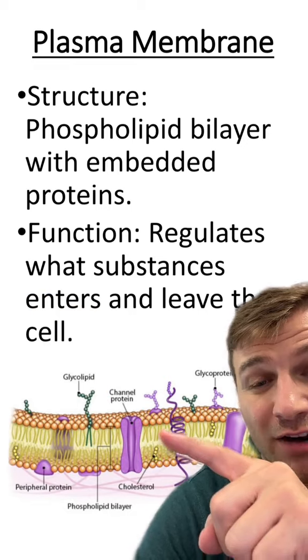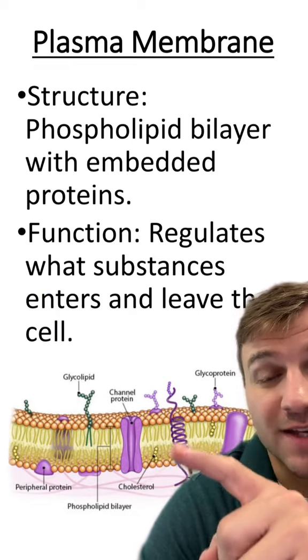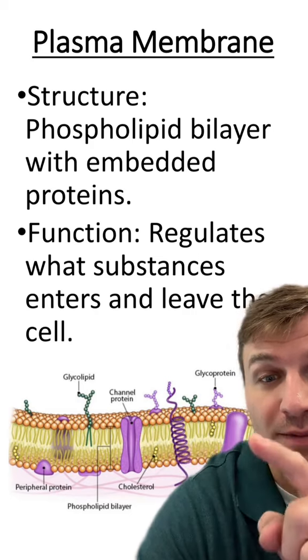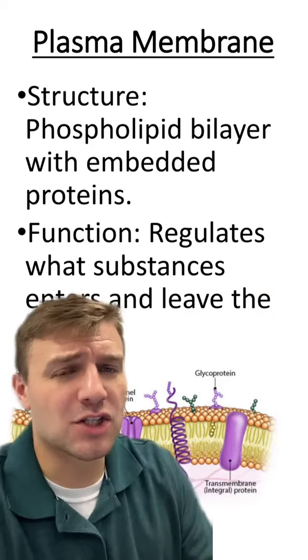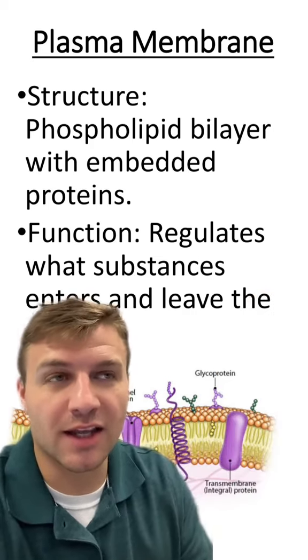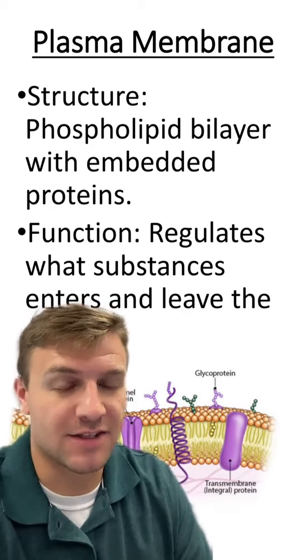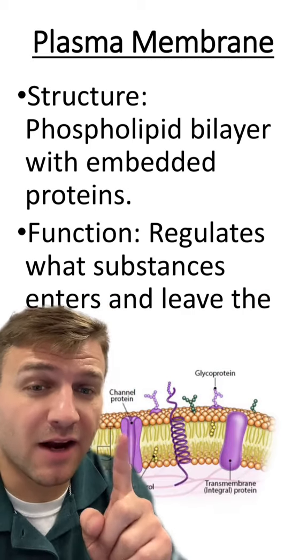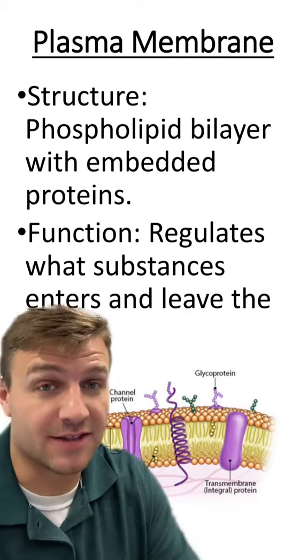You can see in our diagram the two layers of phospholipids as well as the proteins in the membrane, which are purple. Now, the function of a plasma membrane is to regulate what substances enter and leave the cell. The phospholipid bilayer and these proteins will help regulate these substances.